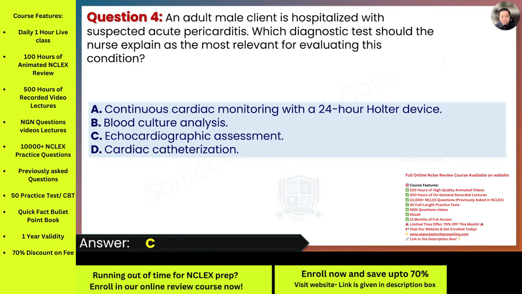Now, for you to answer this question, you have to recall that pericarditis is an inflammatory condition that can lead to fluid accumulation. The best test should directly assess the pericardium and also detect effusion. It's also non-invasive, which is preferred unless an invasive procedure is absolutely necessary.